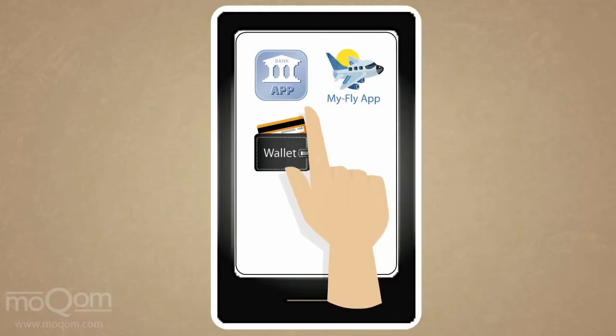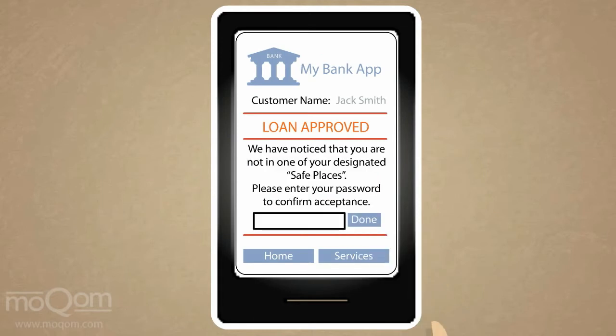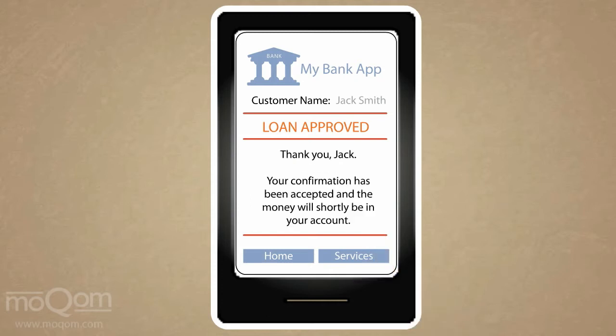Jack logged into his bank app. It identified him and instantly opened his personal bank menu. He clicked to accept the loan, but as he was not in one of his designated safe places, he was prompted to enter his password. Jack then received confirmation of his loan acceptance.